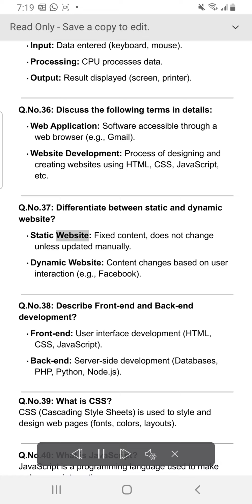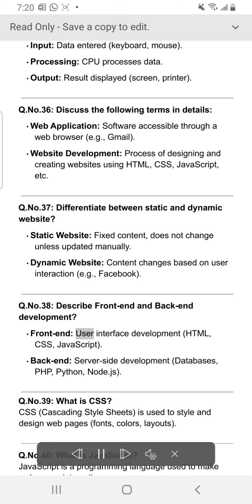Static website: fixed content, does not change unless updated manually. Dynamic website: content changes based on user interaction, e.g., Facebook. Q. Number 38. Describe front-end and back-end development.